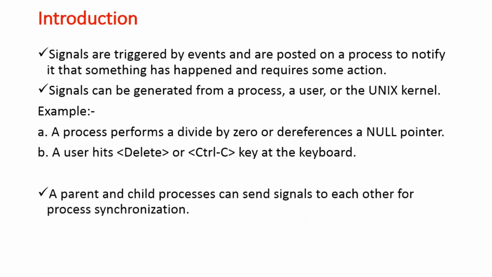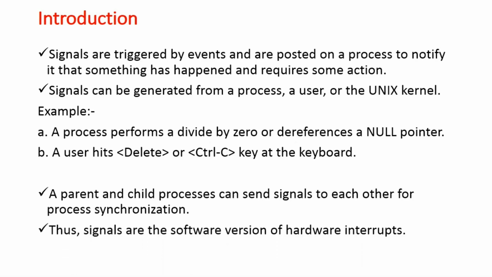A parent and child process can send signals to each other for process synchronization. So here the parent and child are communicating with each other, so they can send different signals just for the process synchronization between them. Signals are the software version of the hardware interrupt. So signals are just software interrupts, used to interrupt the particular process running in the background or in the foreground when some event has happened.